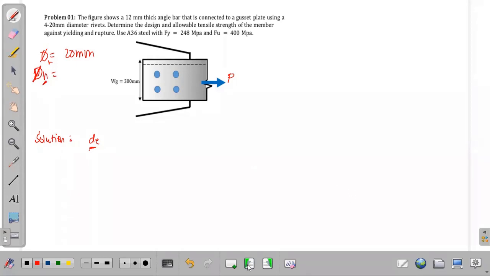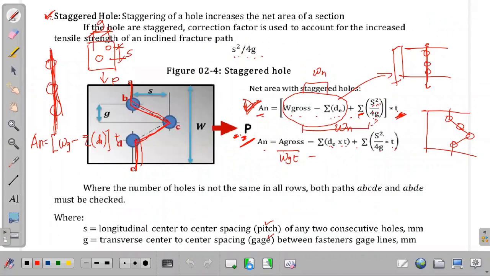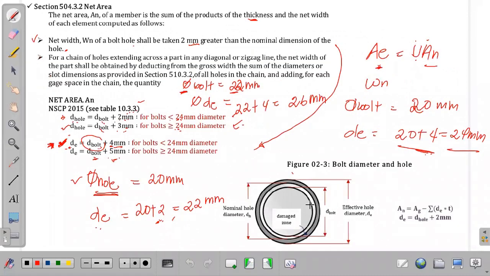Okay? So balik tayo dito sa lecture natin. Oh, ito. For the hole. Yung given na bolt or rivet diameter natin is less than 24 mm. Okay? So yung nominal diameter of hole natin is diameter of rivet or bolt plus 2 mm. That is the nominal hole diameter. So ano yung magiging effective hole diameter natin? The effective hole diameter is equal to the diameter of bolt plus 4 mm, or the diameter of nominal hole plus 2 mm. Okay?